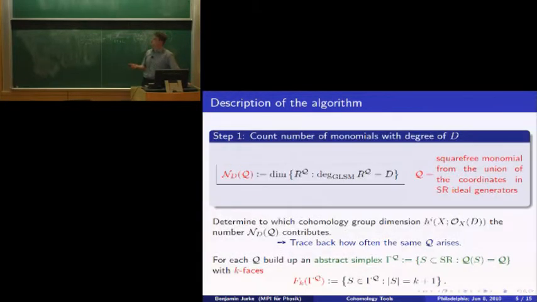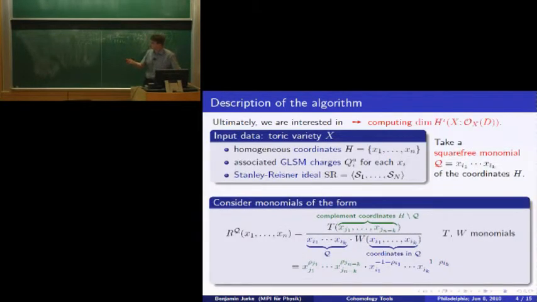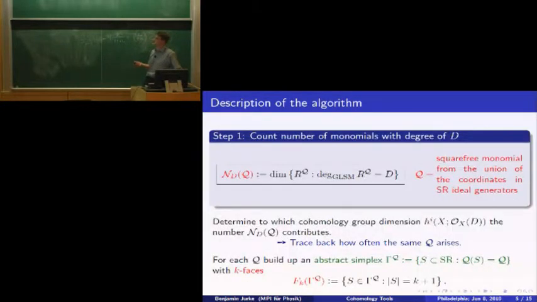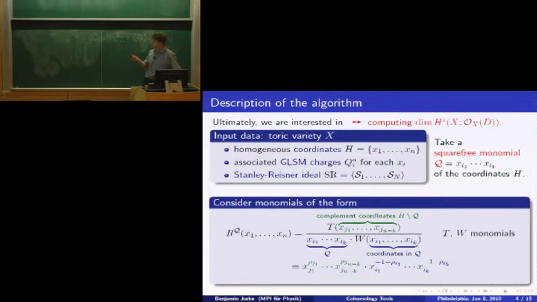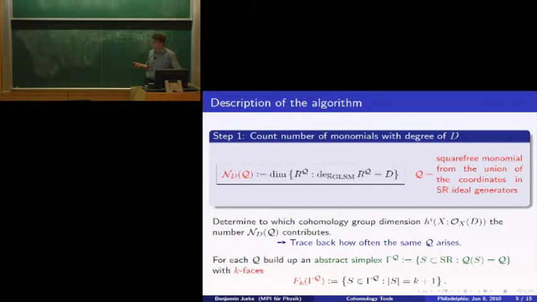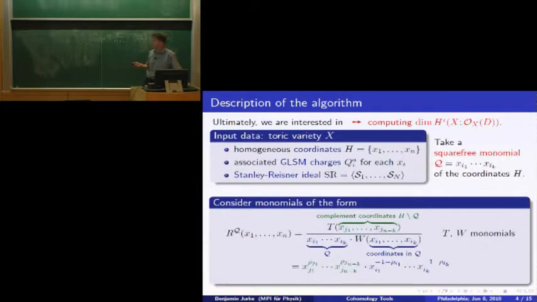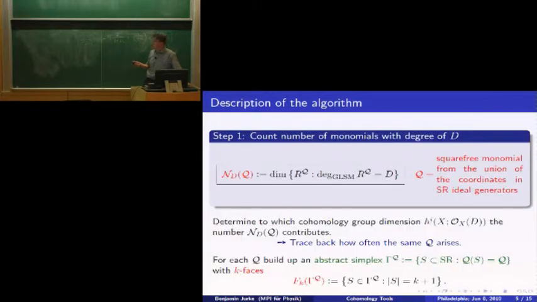Now, those monomials, of course, as a monomial, each coordinate has a GLSM charge, so you can compute the GLSM charge of the entire monomial in this form. What we want is to compute the cohomology of the line bundle associated to this divisor. This divisor has a GLSM charge. What we are counting are the number of monomials of this particular form which have the same GLSM degree as the divisor of the line bundle we want to compute the cohomology of. So we count the number of those monomials, but now we have a problem.